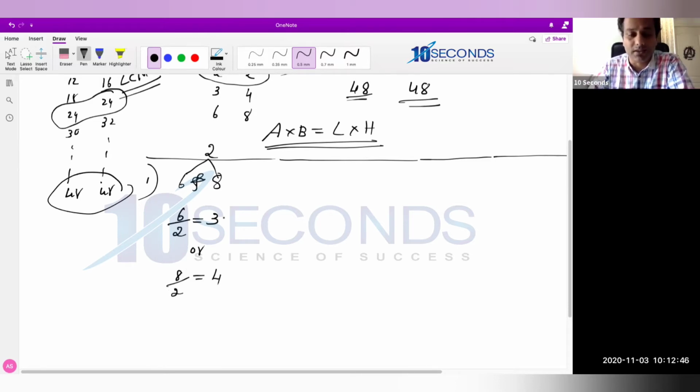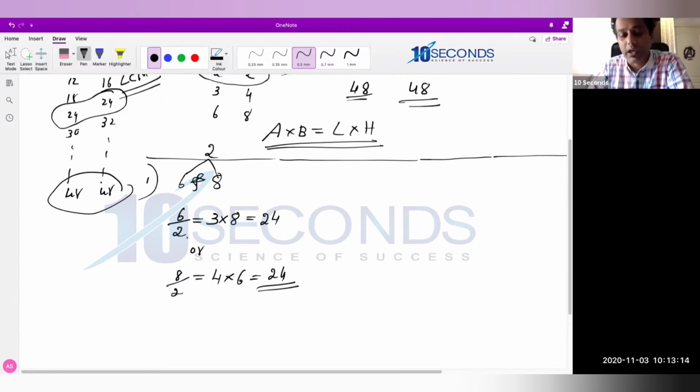So what is the number here? 3. You need to multiply by 8. 24 is the answer. If you take 4, you need to multiply by 6. You can see the same answer. LCM is 24. So either you take the first number and divide by the difference, whatever answer you get, you multiply by the other number. Or you take 8 and divide by the difference, and whatever answer you get, multiply with the other number. Either way, the answer will remain the same, 24.